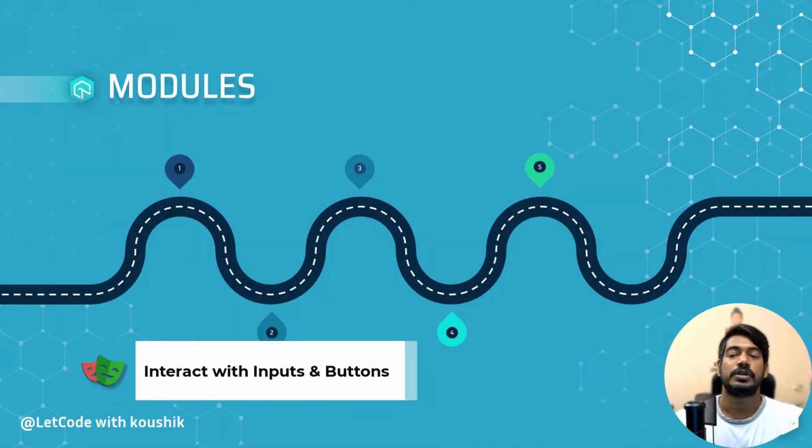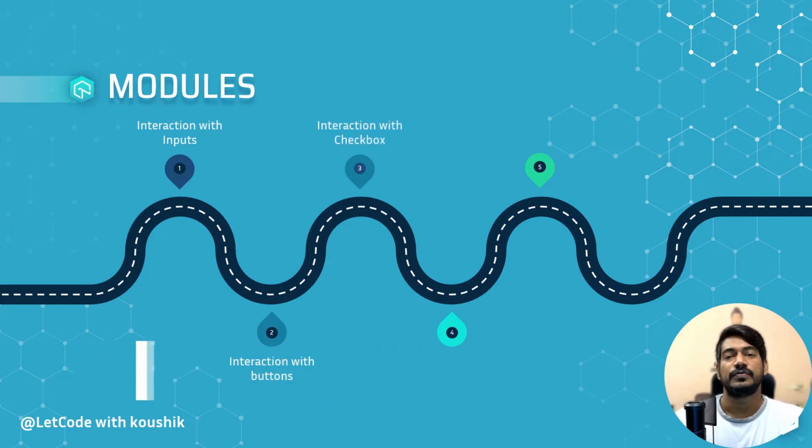In this video, we are going to learn how to interact with inputs, how to interact with buttons, how to interact with radio buttons or the checkbox, and followed by we are also going to learn how to do the assertion in Playwright. So let's get started now.